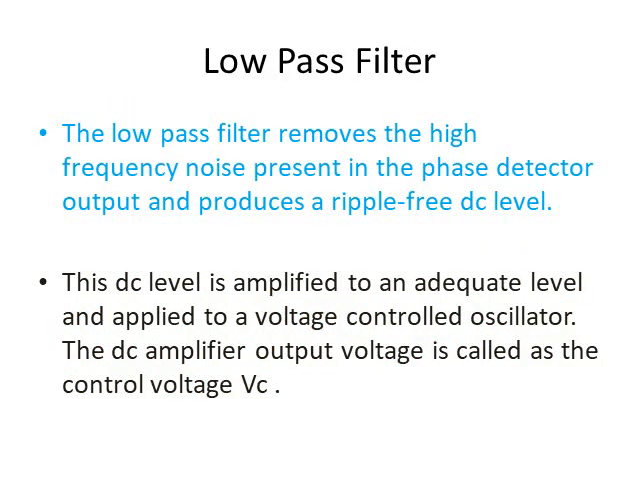Next portion is low pass filter. The error voltage is given to the low pass filter. It removes the high frequency noise present in the phase detector. The main objective of the low pass filter is to produce ripple free DC voltage. This DC level is amplified to an adequate level and is applied to the voltage controlled oscillator. The DC amplifier output voltage is called the control voltage VC. That control voltage VC is given to the VCO.